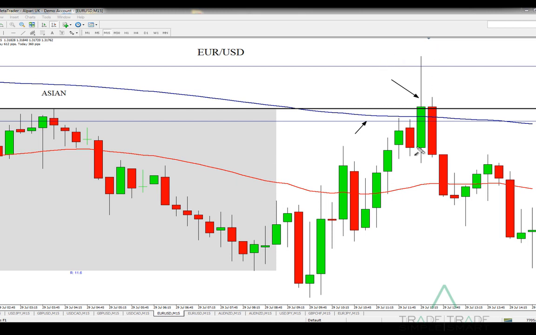And we can clearly see that this candle was an aggressive move through the zone, and we can see from this long wick that smart money began to sell into this buying pressure.